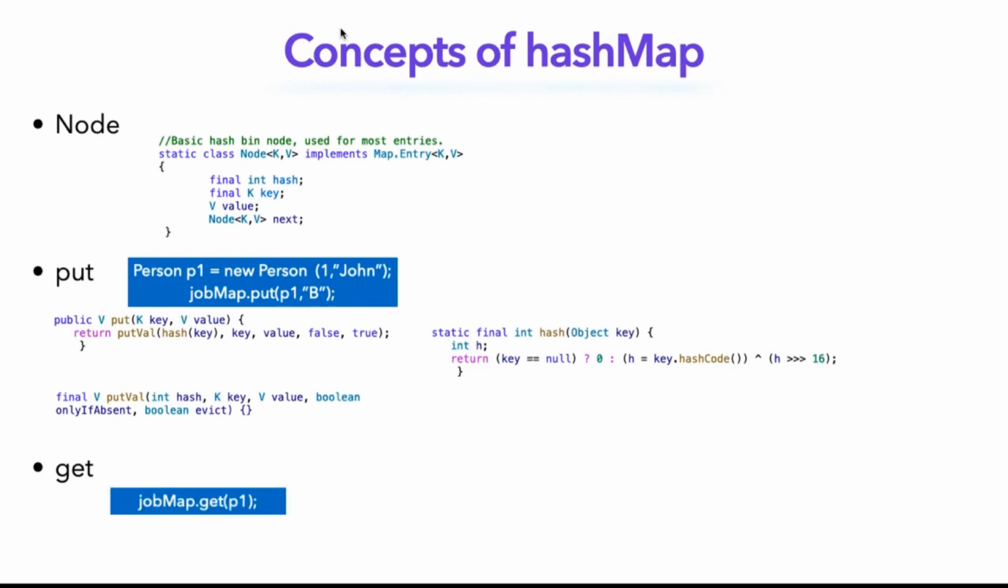The get method is used to retrieve the value for a given key. If the key does not exist, it will return null, otherwise it will return the value.